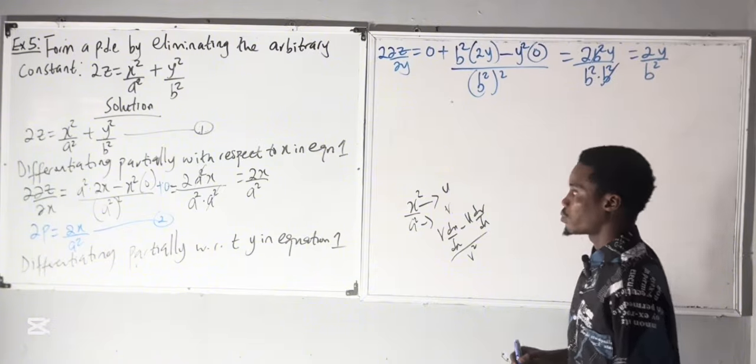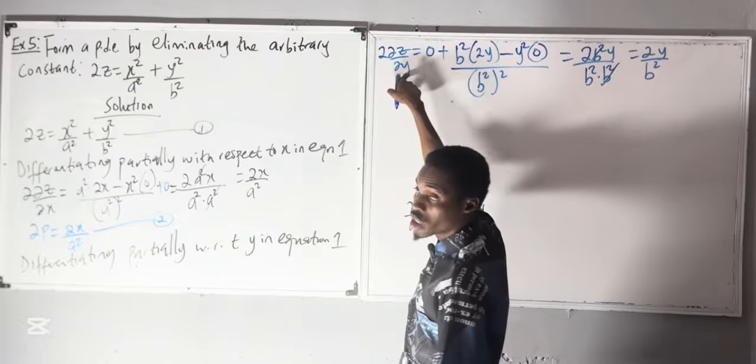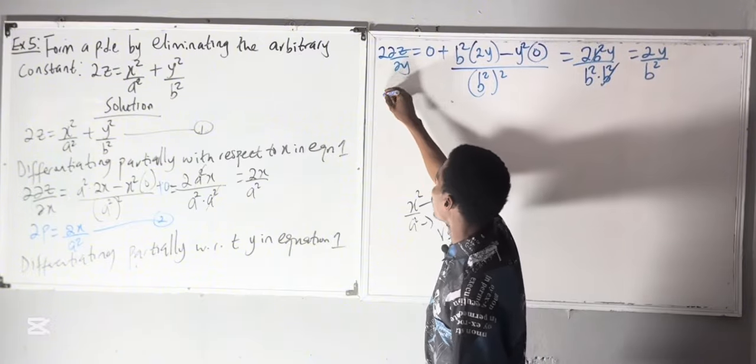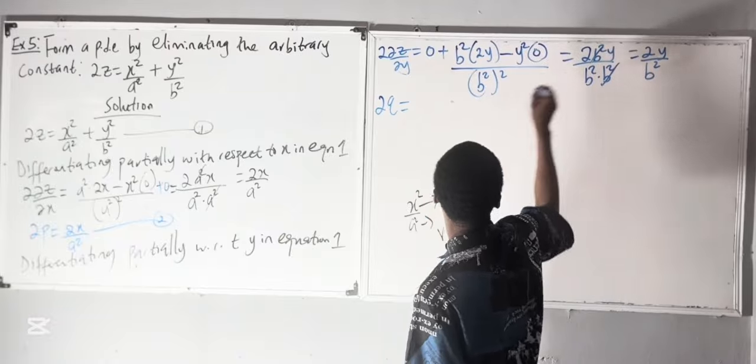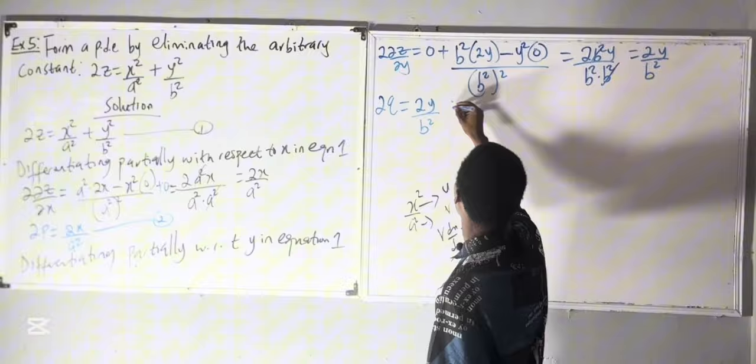b square. So remember that in our notation, the z all over the y is always q. I'm going to have 2q is equal to 2y all over b square. I can label this one as equation 3.